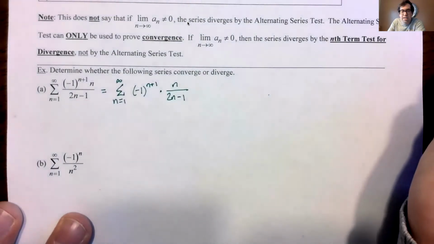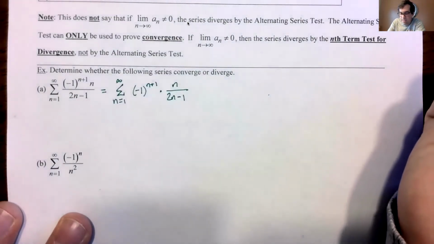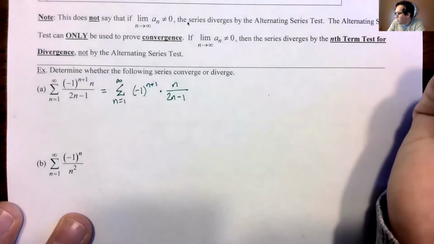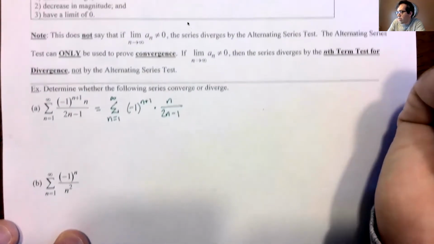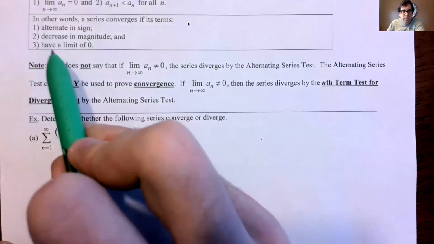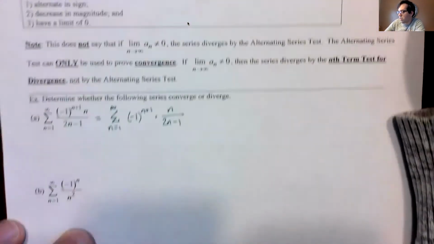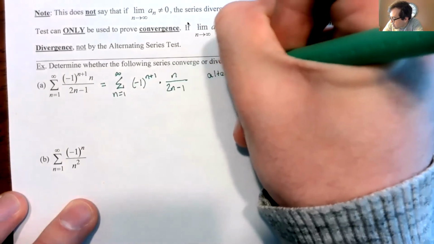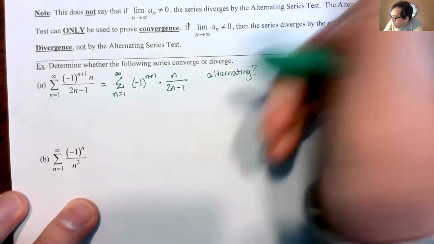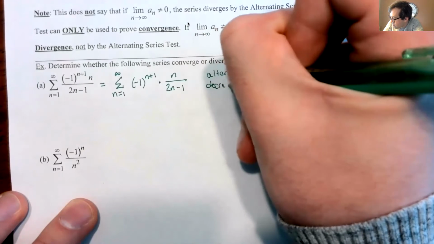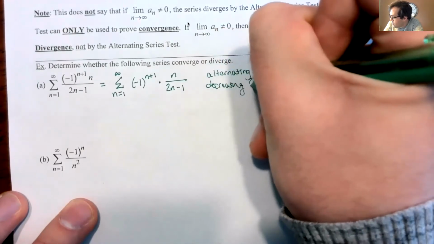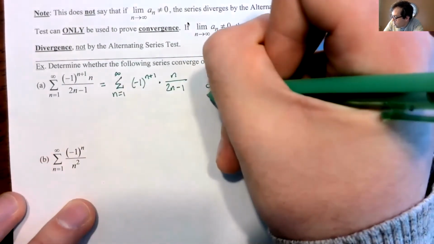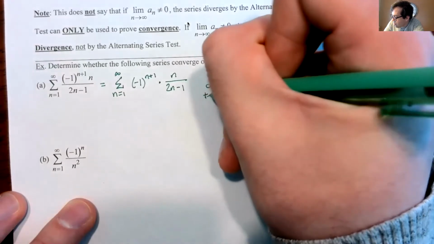So now that we can see that this is definitely alternating in sign, we are going to test out all 3 of these pieces in the alternating series test. So I'm going to check: Are we alternating? Are we decreasing in magnitude? And do our terms have a limit of 0?